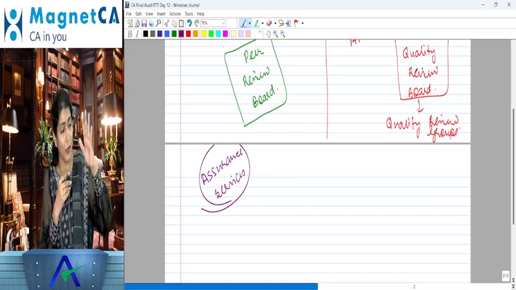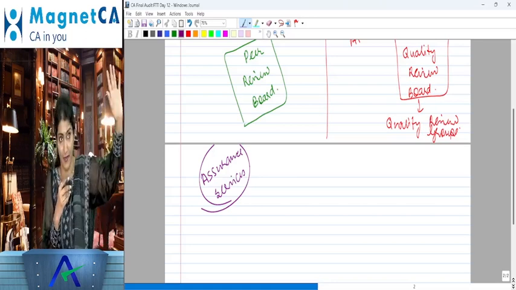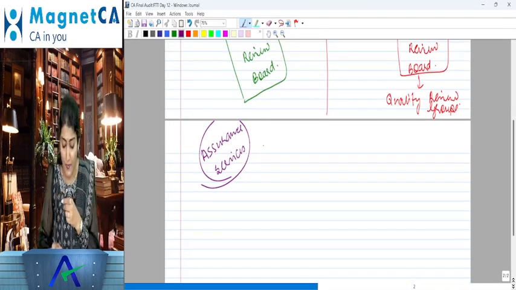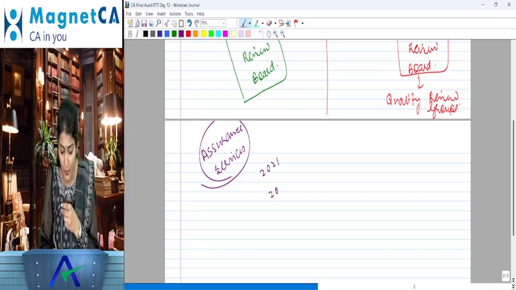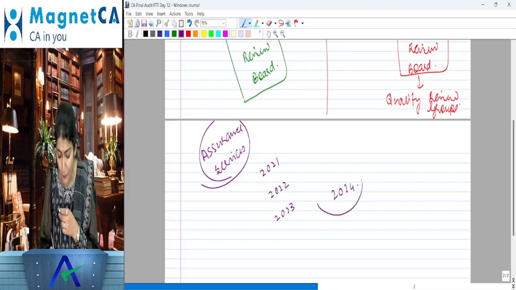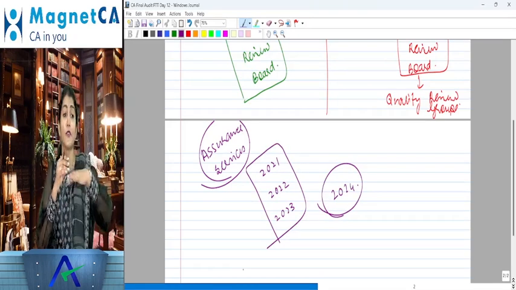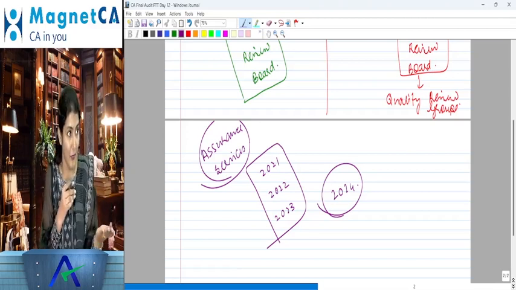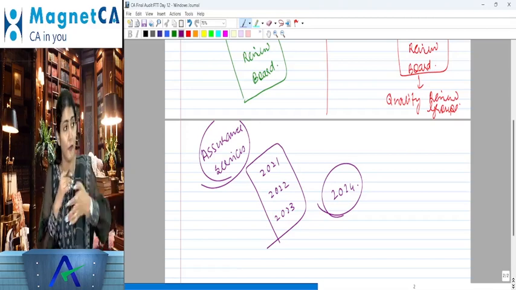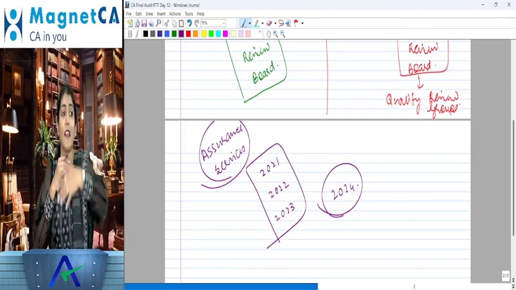This peer review, quality review is a post-mortem activity. Right? Already you've done the audits in the year 2021, 2022 and 2023. Now in 2024, the reviewer is coming to your firm and checking all the assurance services which you provided in the last 3 years. So what is covered in the scope of peer review? The assurance services provided in the last 3 years.